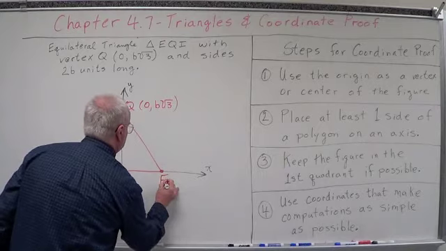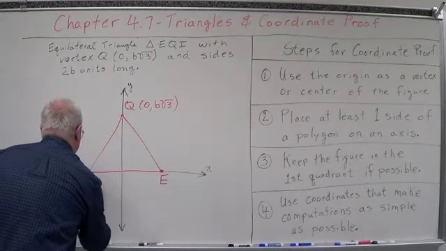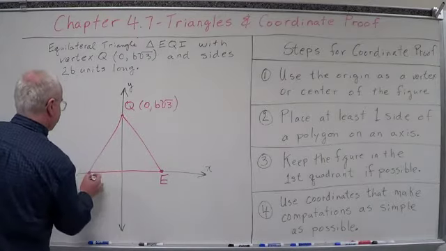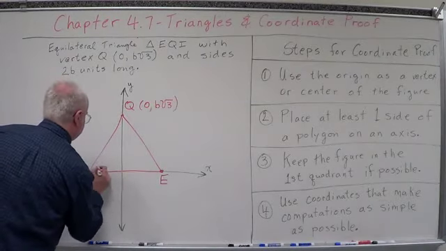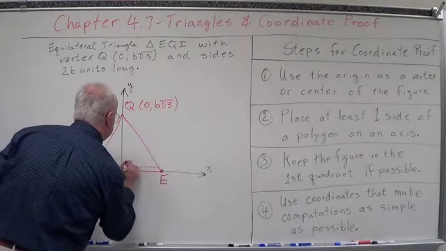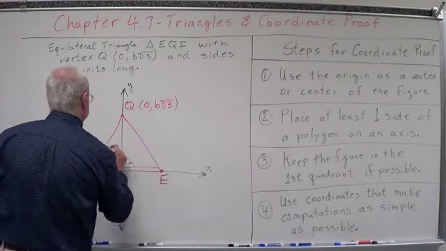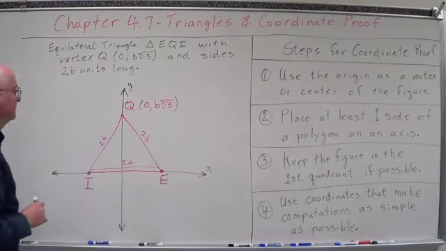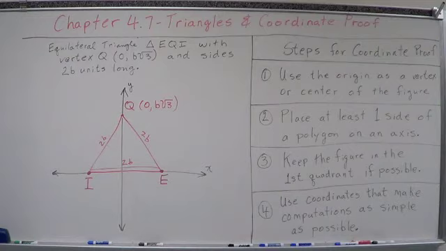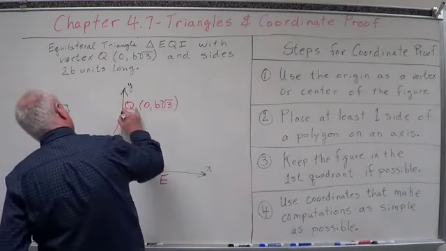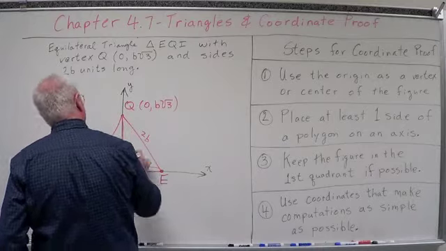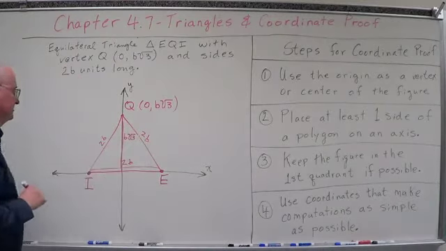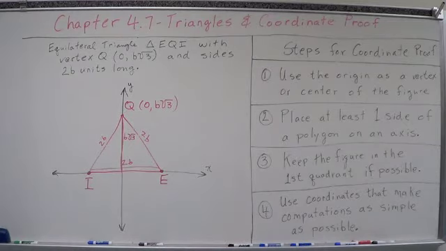Let's put E over here. Does it matter where we put E or I? No, it doesn't. How far is this right here? Well, this distance from here to here is 2b units. This is 2b units. This is 2b units. Okay? Got it? Well, how far is this right here? Well, this is b square roots of 3, isn't it? Okay?